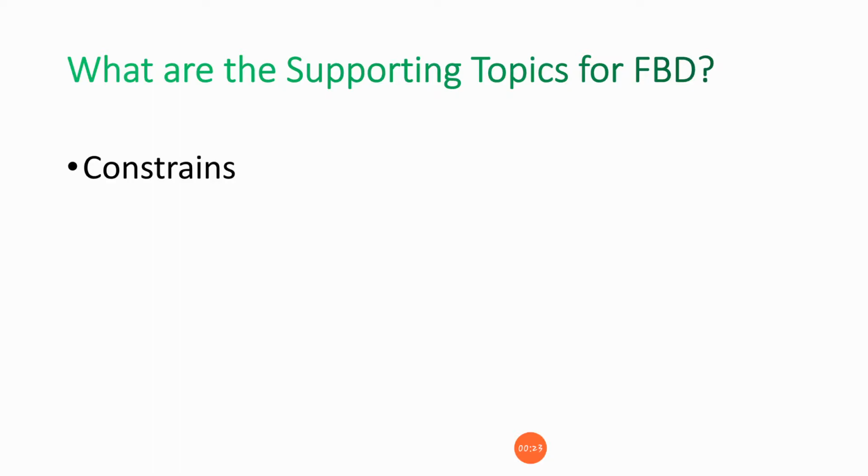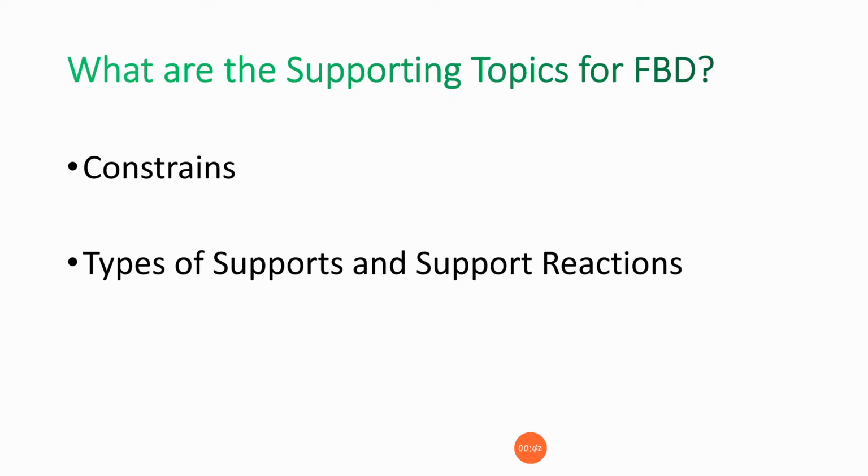The first one is going to be the constraints. One should know what a constraint is. Constraints are nothing but those which try to restrict the free motion of your body. It means that we are intentionally providing restrictions to the motion of the body to get the required performance. And the second one, the types of supports and types of reactions.